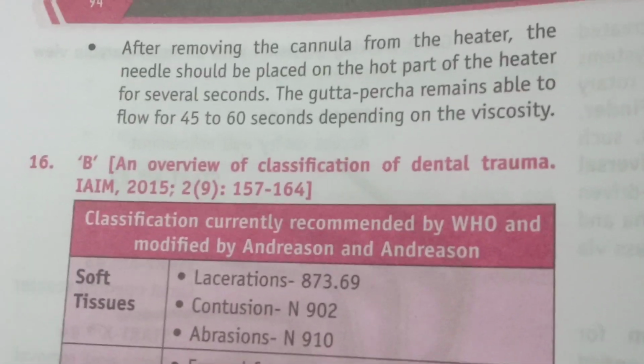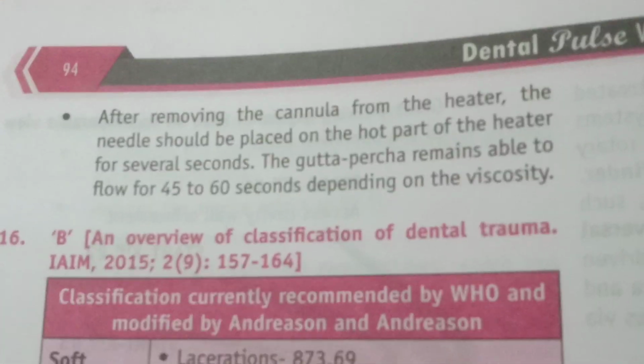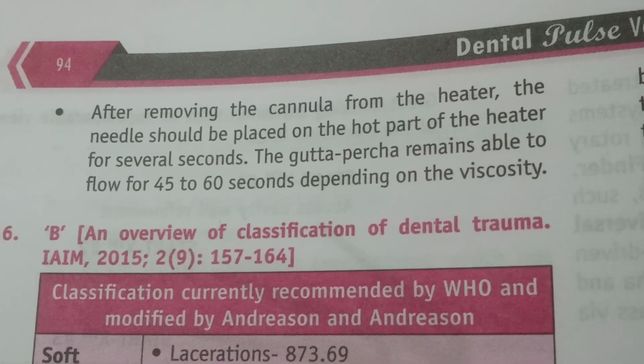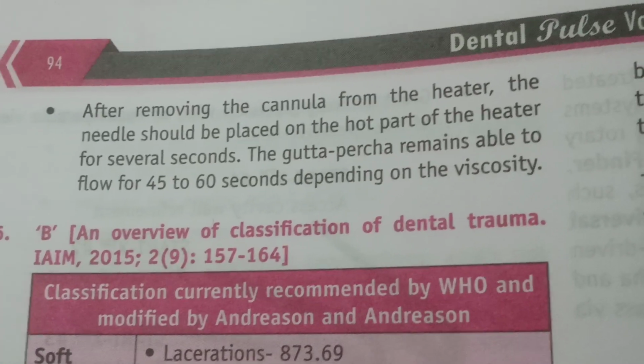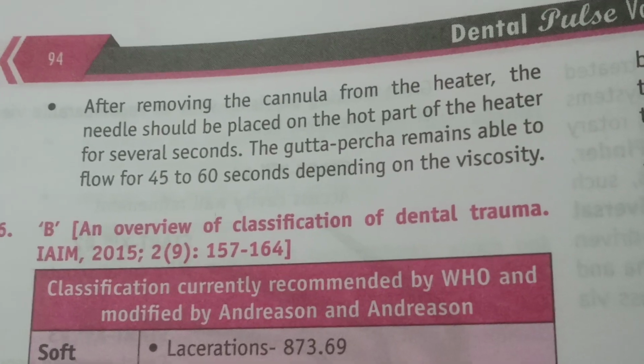After removing the cannula from the heater, the needle should be placed on the hot part of the heater for several seconds. The gutta percha remains able to flow for 45 to 60 seconds depending on the viscosity.